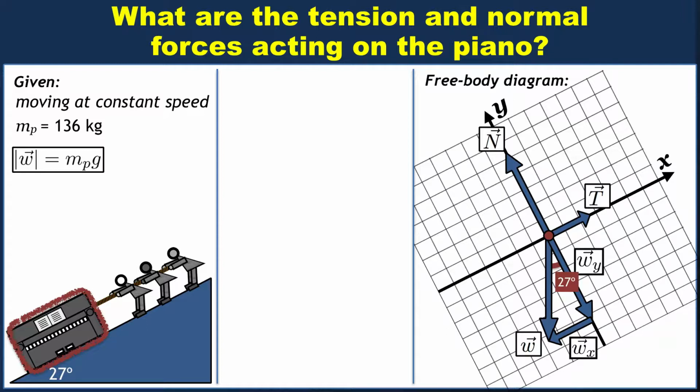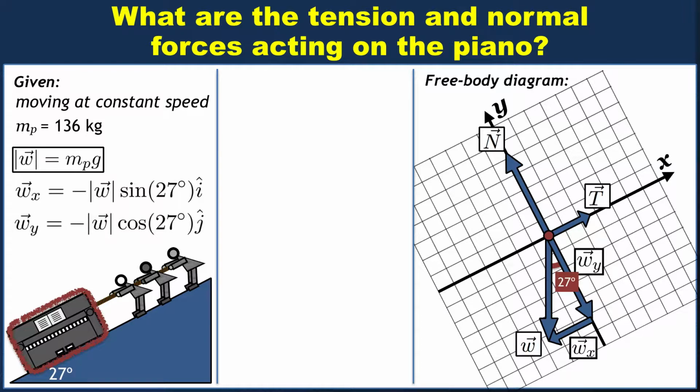Well, its magnitude must be the magnitude of the overall weight vector, w, times the sine of 27 degrees. But we also notice that it's pointed in the minus x direction, namely the negative i hat direction, so wx should be minus the magnitude of w times the sine of 27 degrees times i hat. You can go through the same logic for wy. This is the magnitude times cosine of 27 times j hat. Both of those vectors are negative, and you can clearly see that on the free body diagram.